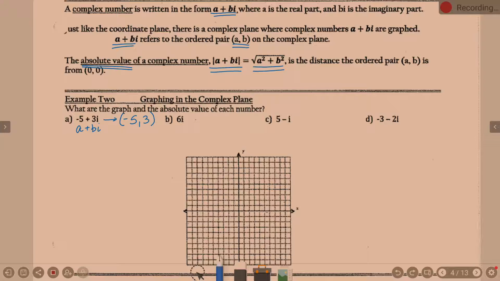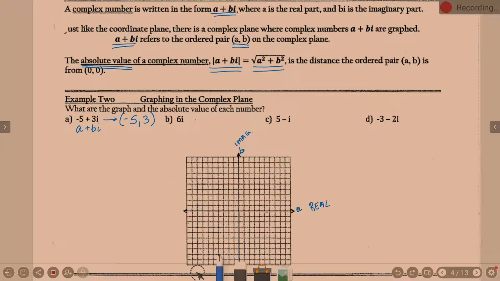So if we go over here and graph this, which we're just going to graph these all on one grid right here. First of all, instead of thinking x-axis and y-axis, we're going to think about these as the a-axis and the b-axis, or if you prefer, the real axis and the imaginary axis. Okay?